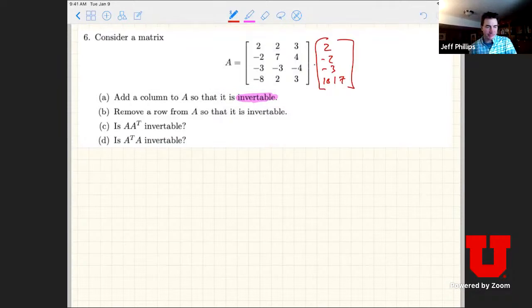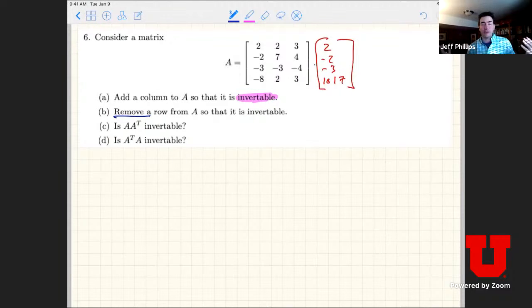Now for B, I need to remove a row from A so it's invertible. So the same thing. It's 4 by 3. I need to make it 3 by 3, right? And so I need to figure out if there's one row which can be made from another row, then I definitely need to remove that one, right?